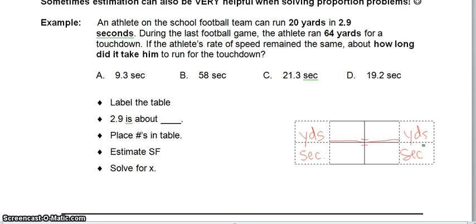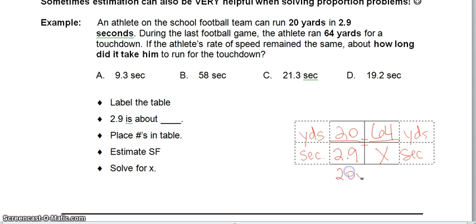If you're comparing yards to seconds, on the other side it has to be yards to seconds. Okay, and then go back and fill in the information that you know, and you know that 20 yards in 2.9 seconds, so you fill in 20 over 2.9, and then during the last football game, our athlete ran 64 yards, so think about where should that go, the 64 on the top or the bottom. Since it's yards, it should go on top. And then we're trying to figure out how long did it take him, so that would be our x seconds. Okay, so there you are set up with your proportion, and you guys are really good at doing this now, cross multiplying, finding the cross products.